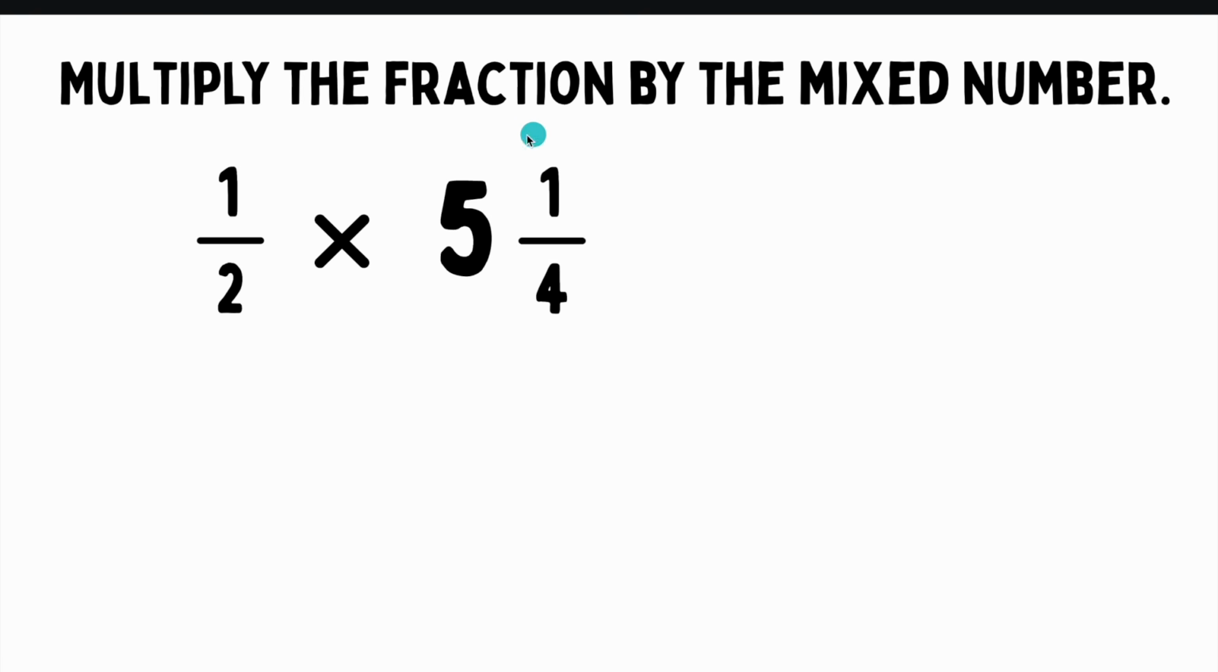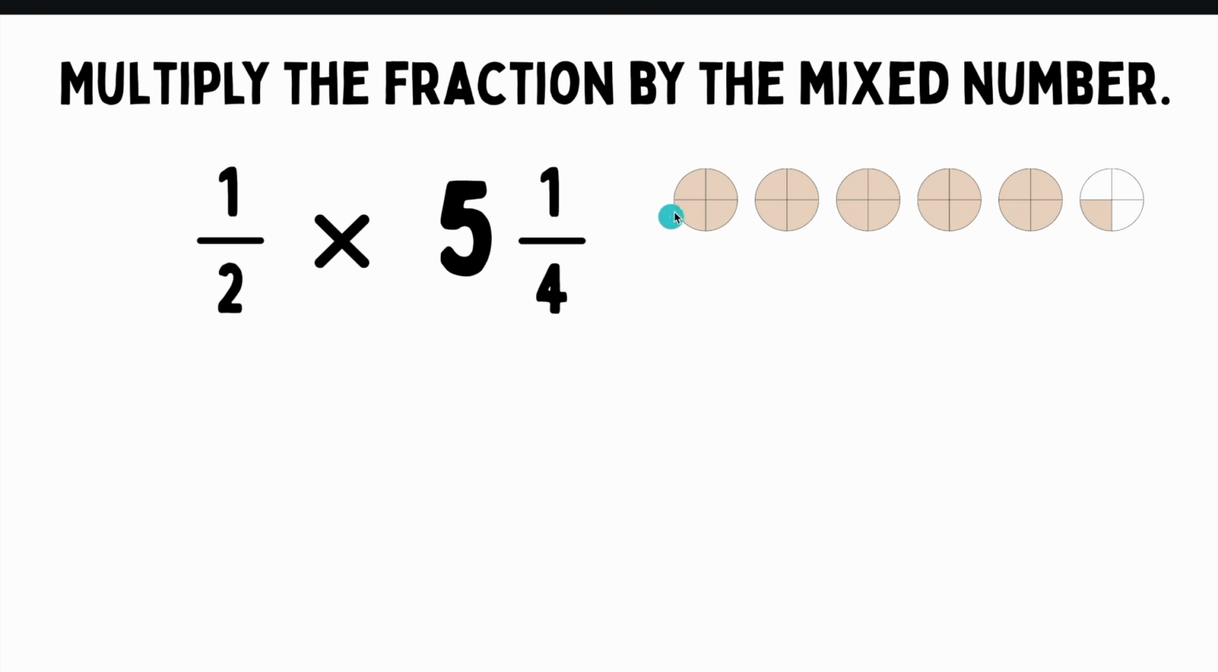Let's start by turning the mixed number into a fraction greater than 1, or an improper fraction. Let's represent this mixed number so we can turn it into a fraction greater than 1. We have 5 wholes made out of fourths. 1, 2, 3, 4, 5. And we have 1/4 of another whole. So we have 5 and 1/4.